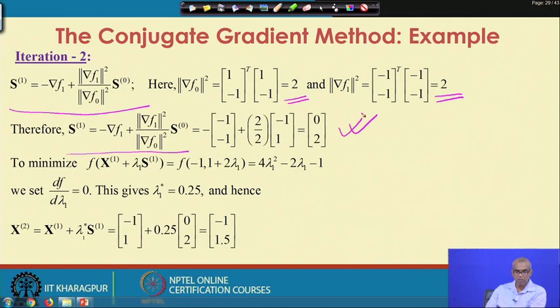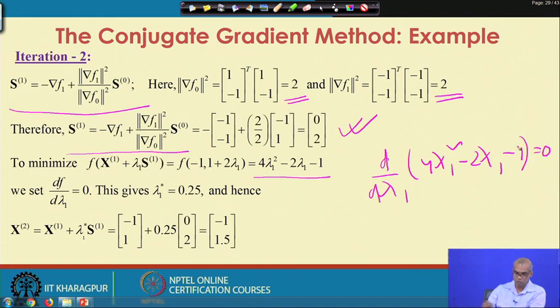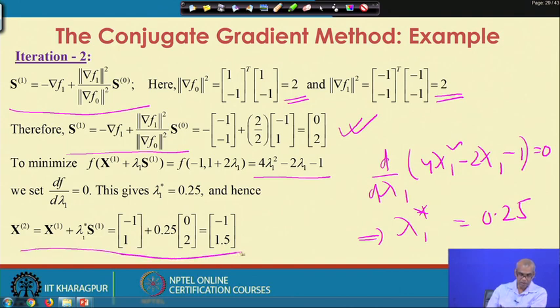Again, we minimize f of x 1 plus lambda 1 s 1, because we have to find the optimal lambda 1 now, and this is obtained as 4 lambda 1 square minus 2 lambda 1 minus 1. Taking the derivative with respect to lambda 1 and setting it equal to 0, we get lambda 1 star equal to 0.25, or 1 by 4. So, x 2 is obtained as x 1 plus lambda 1 into s 1, and it is (minus 1, 1.5).